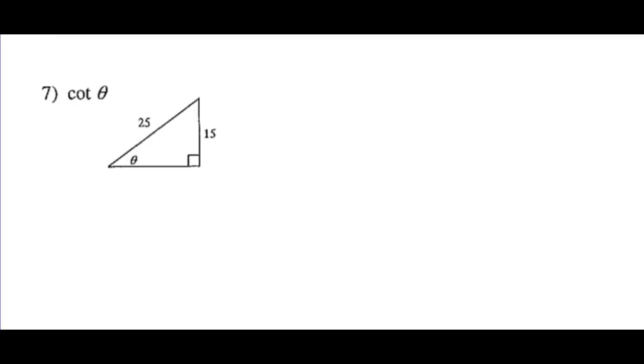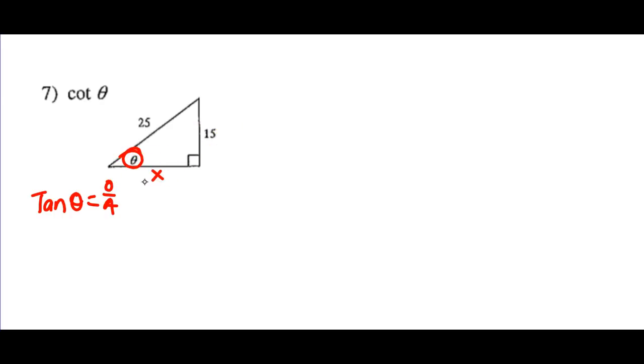Next, cotangent of theta. Pause the video and give this a try if you haven't yet. Alright, so we're going to take 25 and square it. For cotangent, I need to know tangent, and then I'm going to flip it. Tangent involves finding the opposite over adjacent. Here's my theta. That's opposite. This is adjacent. It's unknown.